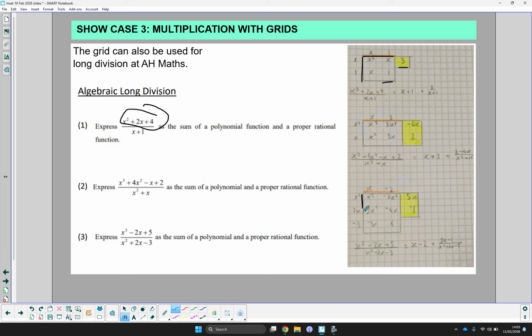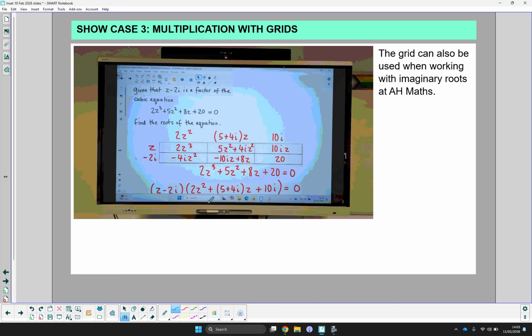You can see here I'm dividing by a quadratic, and the grid just manages it. You can also use it for working with imaginary roots at advanced higher. Like I've got a picture here from one of my colleagues' slides, and he's used this with his advanced higher class.